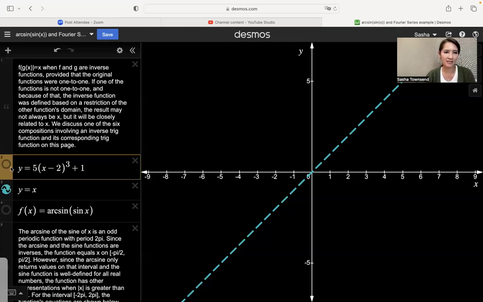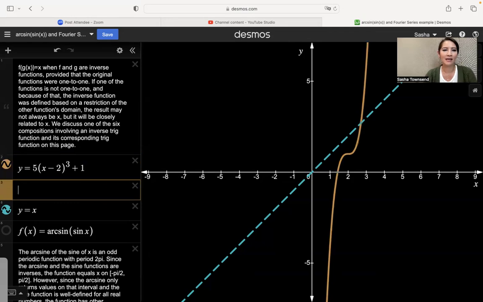Here I've defined a function, y equals 5 times the quantity x minus 2 cubed plus 1. And I can always think of this function in terms of what has happened to x. So I took my x value, I subtracted 2 from it. After I subtracted 2 from it, then I cubed it, then I multiplied it by 5, and then I added 1.